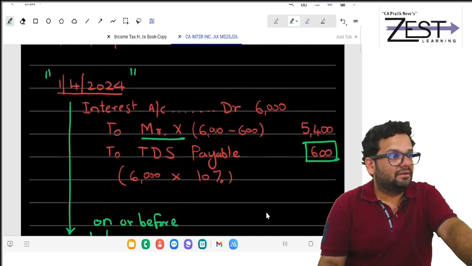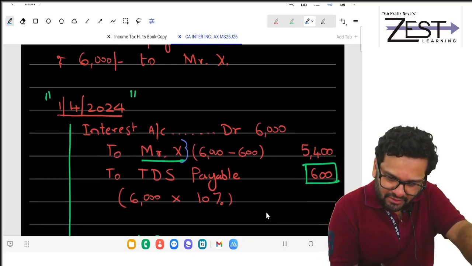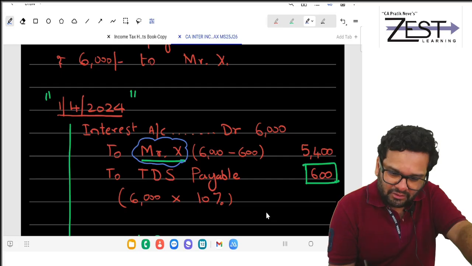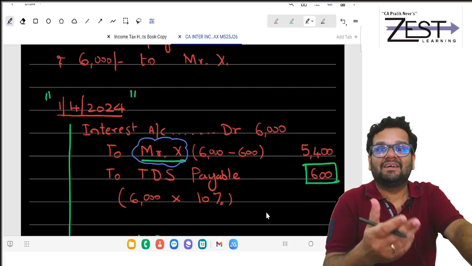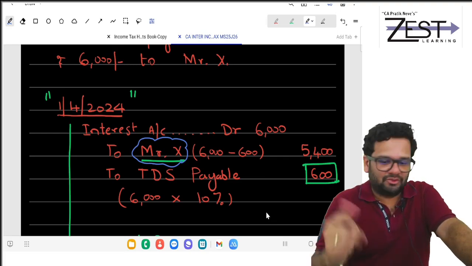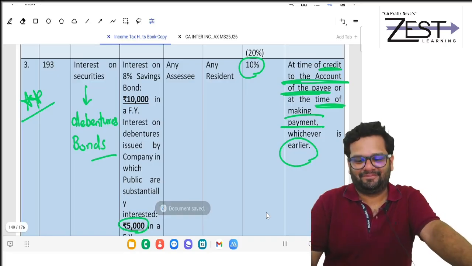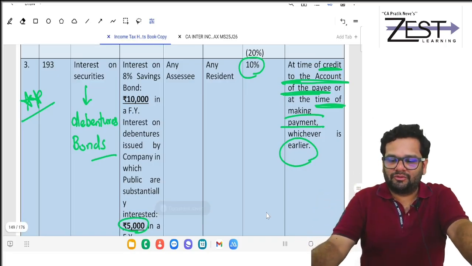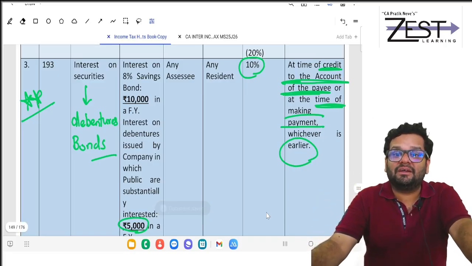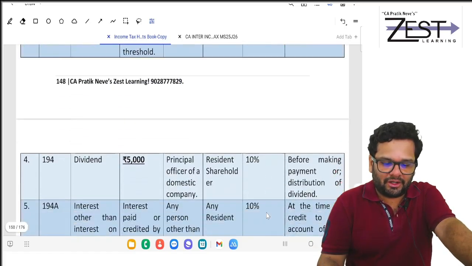Clear? Yes, no? So this is what I was interested in. What is done with X account? Who is X? Payee. What is done with the payee's account? The payee's account is credited. So TDS should be done at the time of credit to the account of the payee or at the time of making payment, whichever is earlier. Nice. Go ahead. Done.